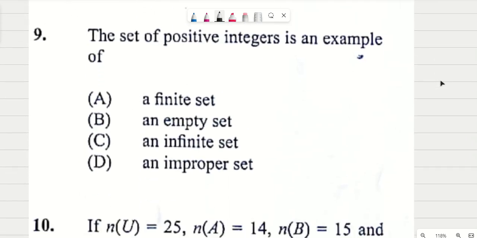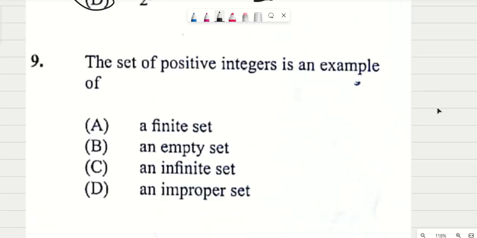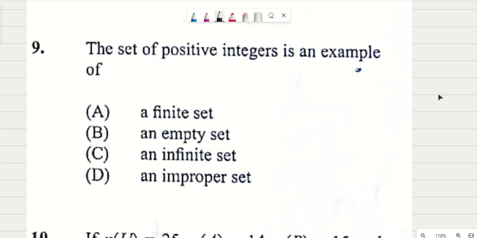Right? The set of positive integers is an example of... Now, positive integers are also known as counting numbers. It is not an improper set. It is not an empty set because we have elements, right? So it's either finite or infinite.